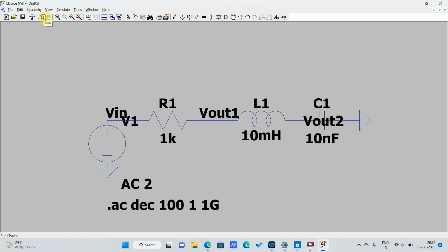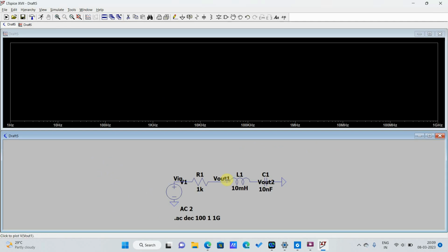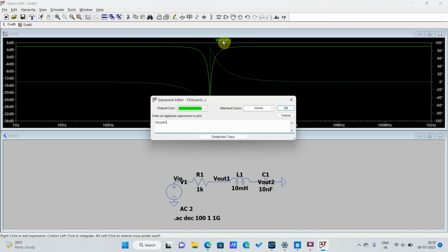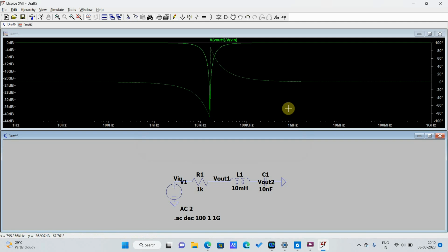Now let's see the frequency response. If I were to click at V of 1, this is how the frequency response looks like. As you may be knowing about this, the right side is the phase plot and the left side is the gain plot. So this is frequency. That is for V out. Of course, V out 1.